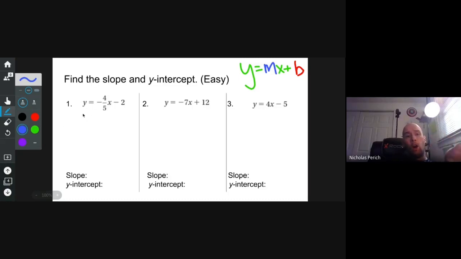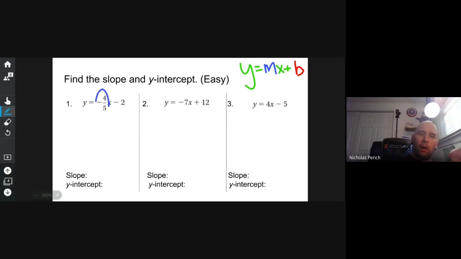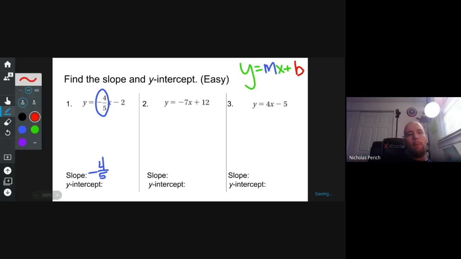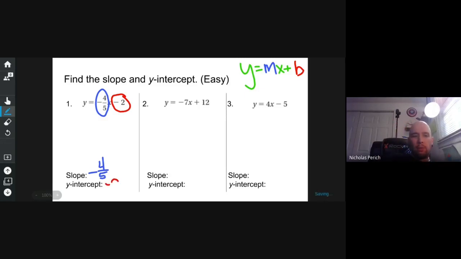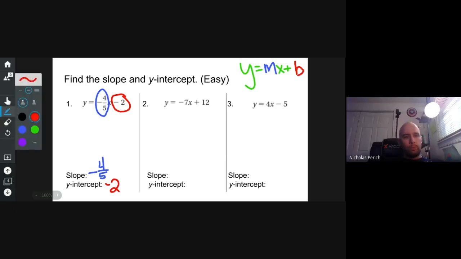So look at problem 1. Is y all by itself? Yup. Which means the number in front of x is the slope. So my slope is negative 4 over 5. And the number floating around all by itself, which is not 2, but negative 2, is the y-intercept. That's it.